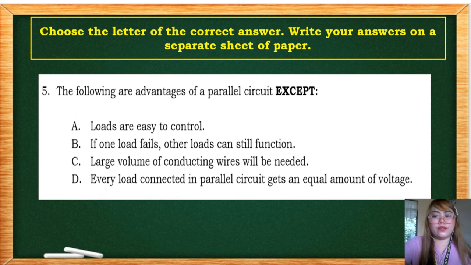Number 5. The following are advantages of a parallel circuit except A. Loads are easy to control. B. If one load fails, other loads can still function. Letter C. Large volume of conducting wires will be needed. Letter D. Every load connected in parallel circuit gets an equal amount of voltage.